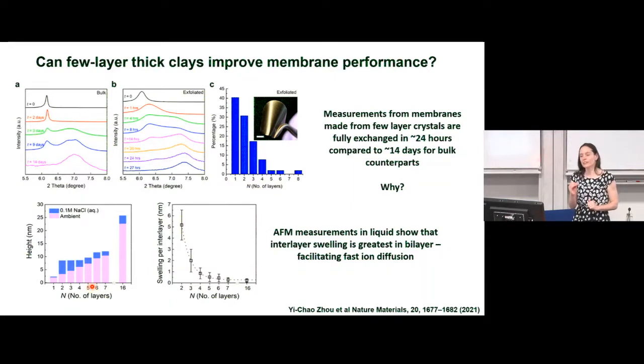So that is telling us that in the bilayer flake, the separation between the bottom aluminosilicate layer and the top aluminosilicate layer, that space has increased by around 5 nanometers. And that is the reason for the fast diffusion. When the flakes are atomically thin, the layers themselves can separate to a dimension which allows that hydrated cesium ion to be able to penetrate into that gap.